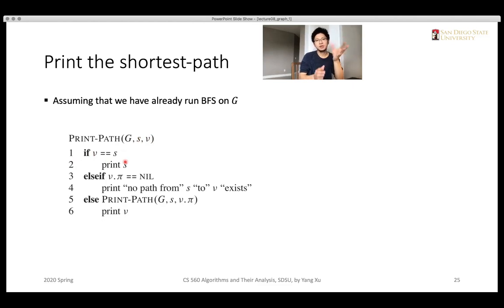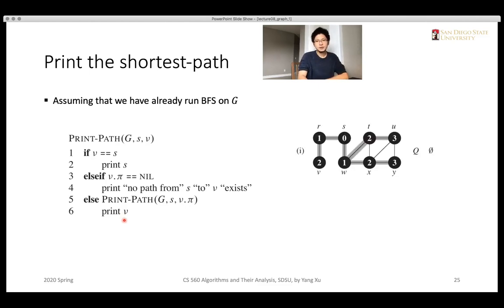Okay, so it is a recursive algorithm. Basically, if it's the source vertex, it will just print itself. If there's no parent vertex of the current vertex, then we say that there's no path from S to V. Otherwise, we will recursively call the algorithm on S, which is not changed, and the parent of V. Okay, and then we will print V.